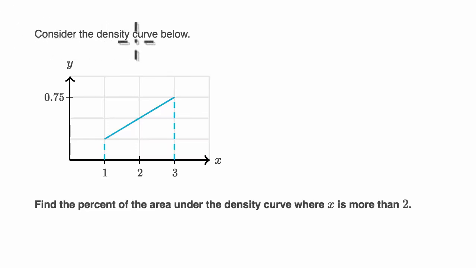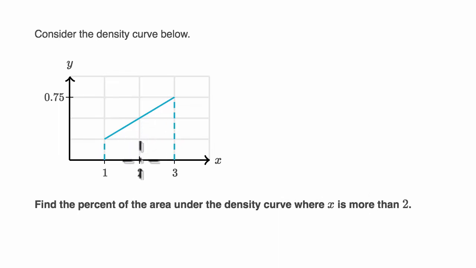Consider the density curve below. And this density curve doesn't look like the ones we typically see that are a little bit curvier, but this is a little easier for us to work with and figure out areas. And so they ask us to find the percent of the area under the density curve where x is more than 2. So what area represents when x is more than 2?